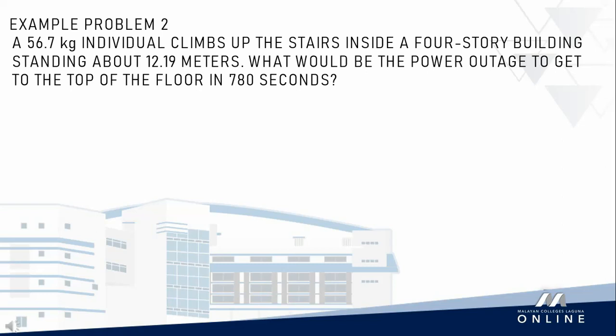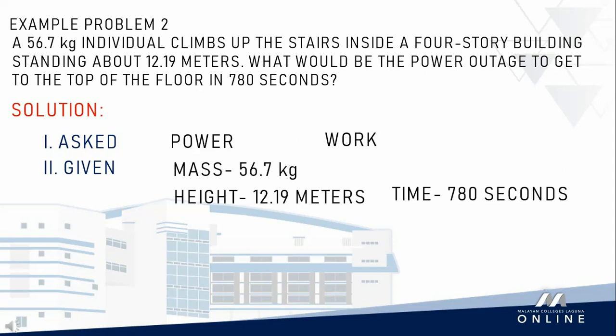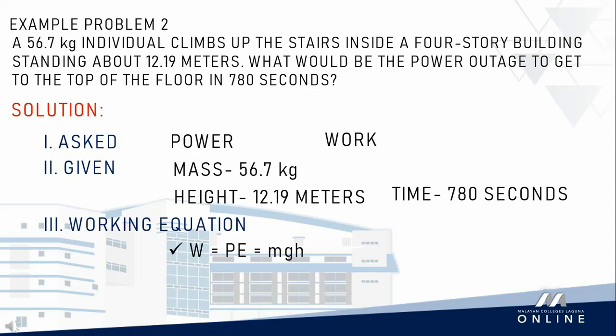In this problem, it asks to calculate the power, but we cannot have it without work, right? There is no work given in the problem, so we are looking for work as well here. The given in the problem are as follows: the mass of the individual, the height of the building, and time. The value of constant acceleration is also given but implied.